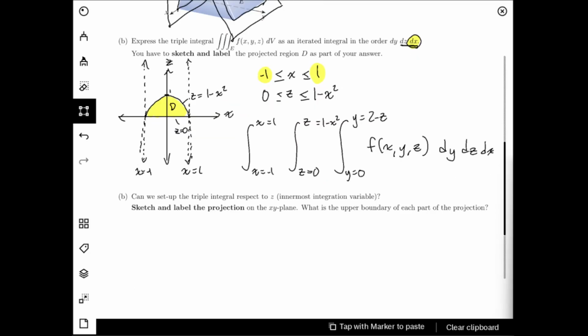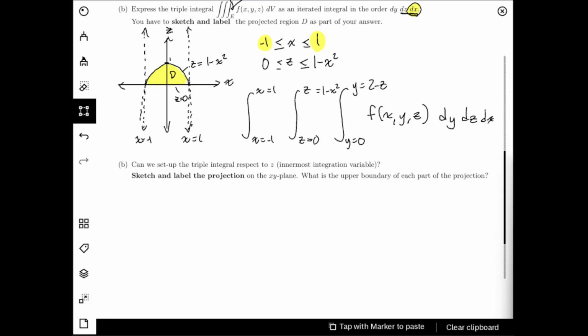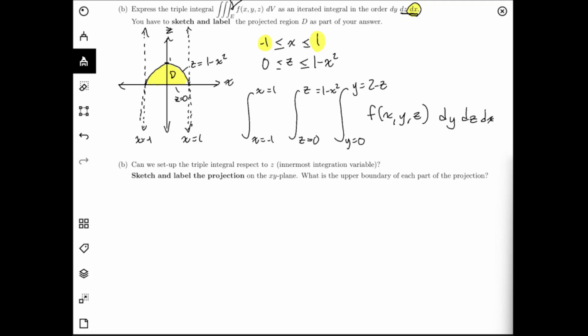Now let's look at the second part. Can we set up the triple integral with respect to z as the innermost integration variable? Okay. That's important. z is our innermost integration variable. So it doesn't say anything about what the other two outer integration variables have to be. But it does say that z has to be the innermost.